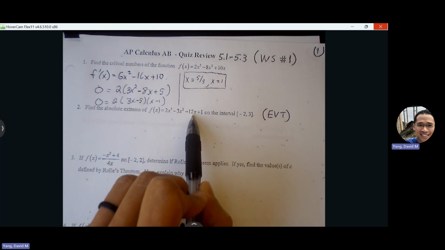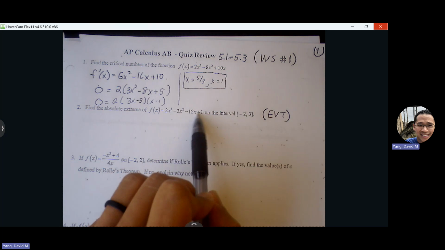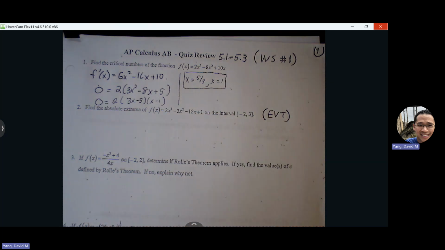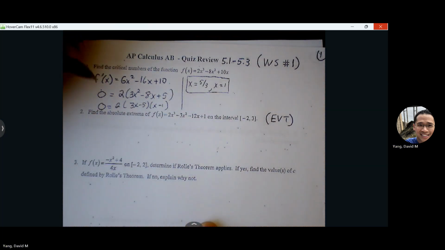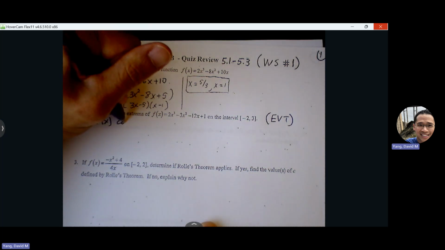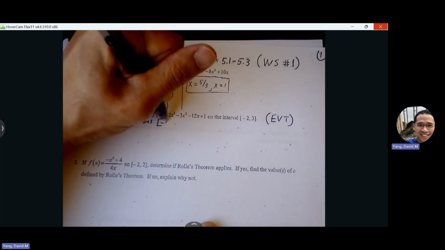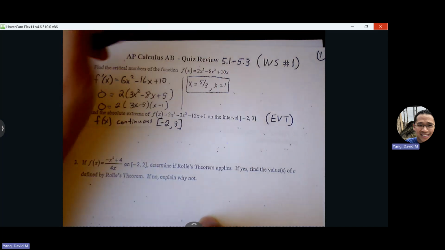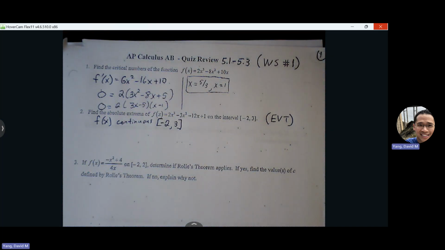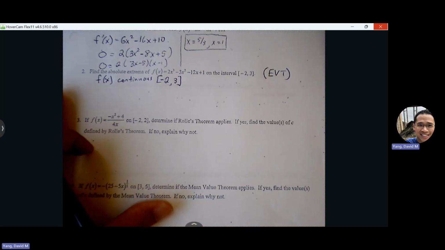There's no vertical asymptote that's going to get in the way of our interval. And also it's a polynomial here, so we know our function is going to be continuous. I don't think I put that on. Yeah, I did. So it needs to be continuous. I'm looking for these conditions. Anything that requires conditions, I'm asking you to show that for full credit.